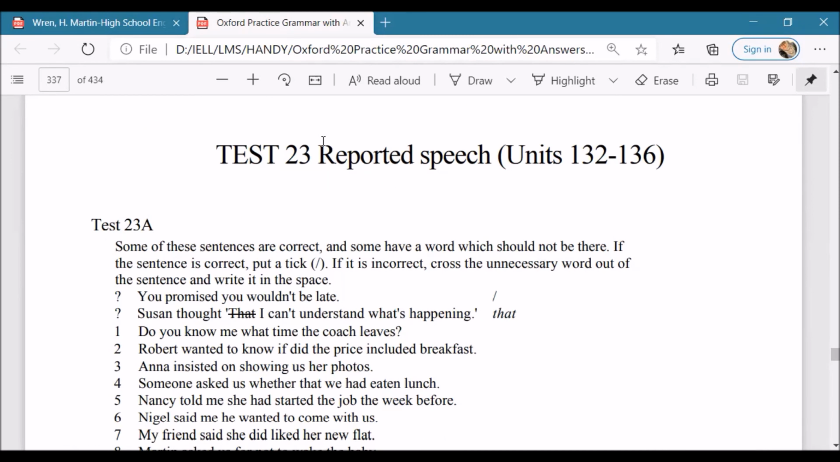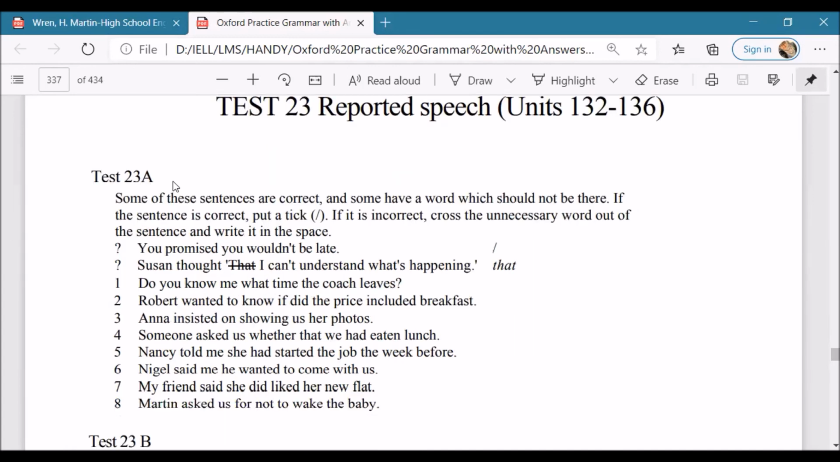So finally, we have this text, which is your homework. Okay, you can take this screenshot and you have to complete these sentences. Please try to mention this number when you're completing the exercise. Write test 23A and convert these sentences into the correct version. Some of these are correct, and some have a word which should not be there.